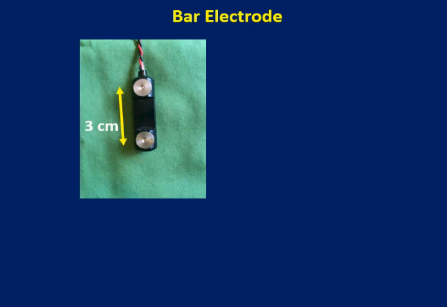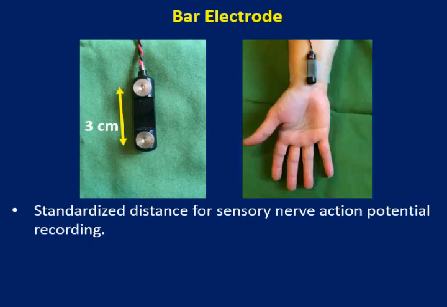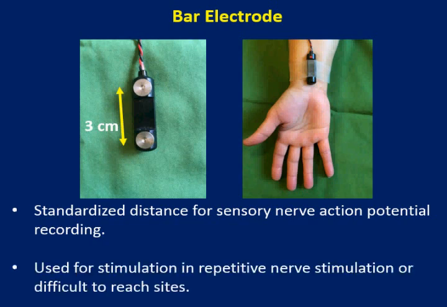A bar electrode contains 2 recording discs mounted in a plastic block. The electrodes are available with a distance of 3 to 4 centimeters between the discs. The fixed distance between E1 and E2 is a benefit for recording the sensory nerve action potential. After applying electrolytic gel for good contact, the electrode is secured over the recording site using a sticky tape. This arrangement is also used when the bar electrode is used as a stimulator in repetitive nerve conduction studies.